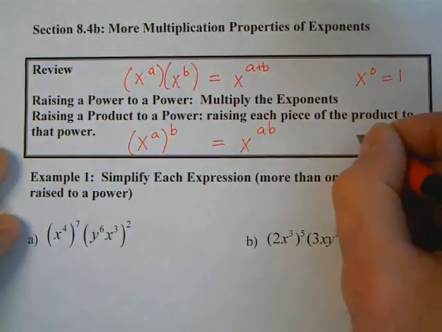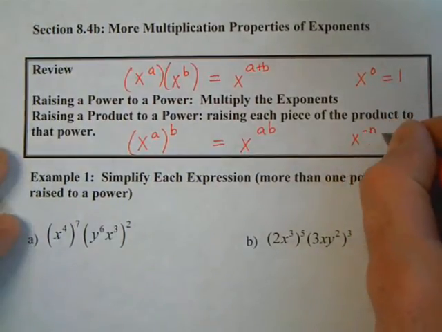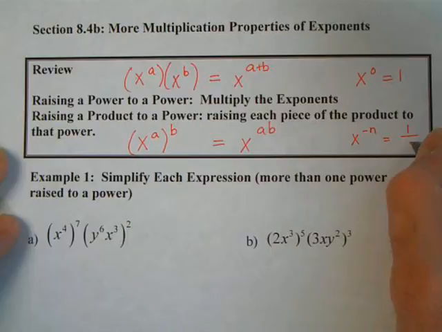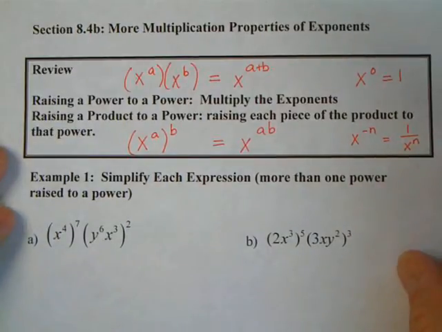Don't forget our two small minor rules. Anything to the 0 equals 1, and anything to a negative power, I'll call it n, equals 1 over that same number to the positive power. These are our four main ideas so far this chapter.